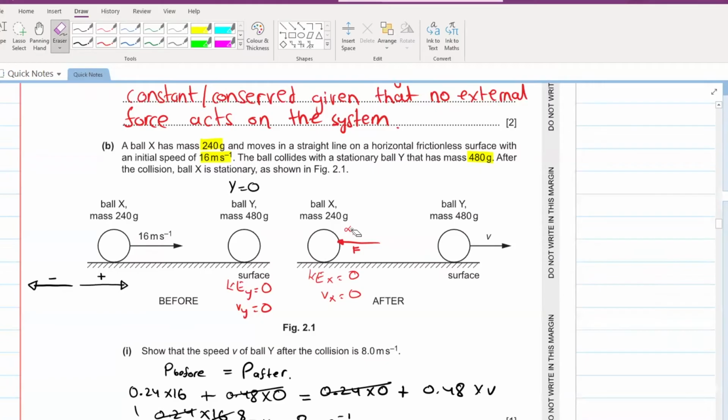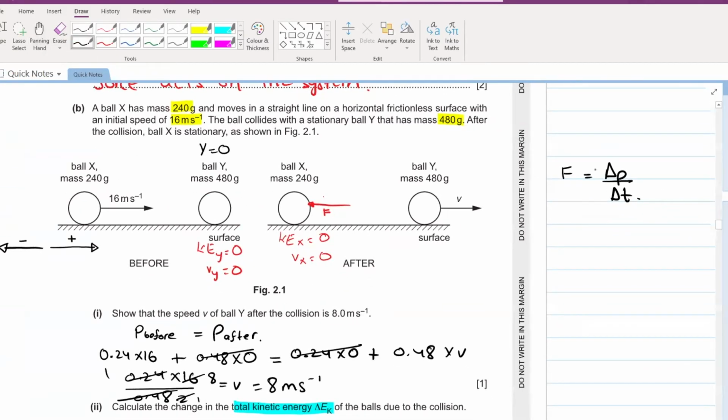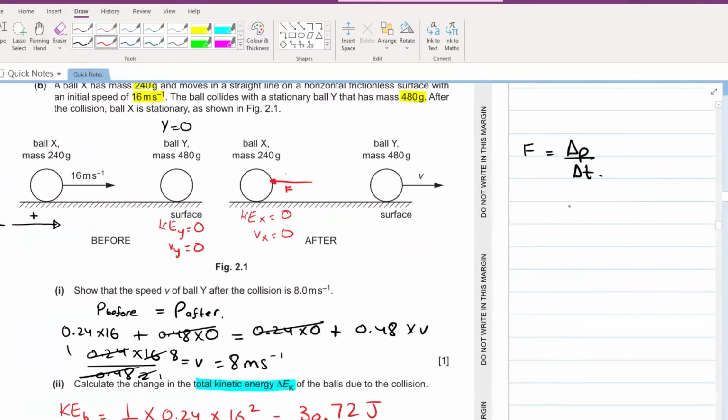Now, how can you calculate this force? You can easily calculate this force by considering this formula. Force is equal to change in momentum over change in time. Now, how will you calculate this change in momentum? You can either consider the change in momentum of ball X, or you can consider the change in momentum of ball Y.